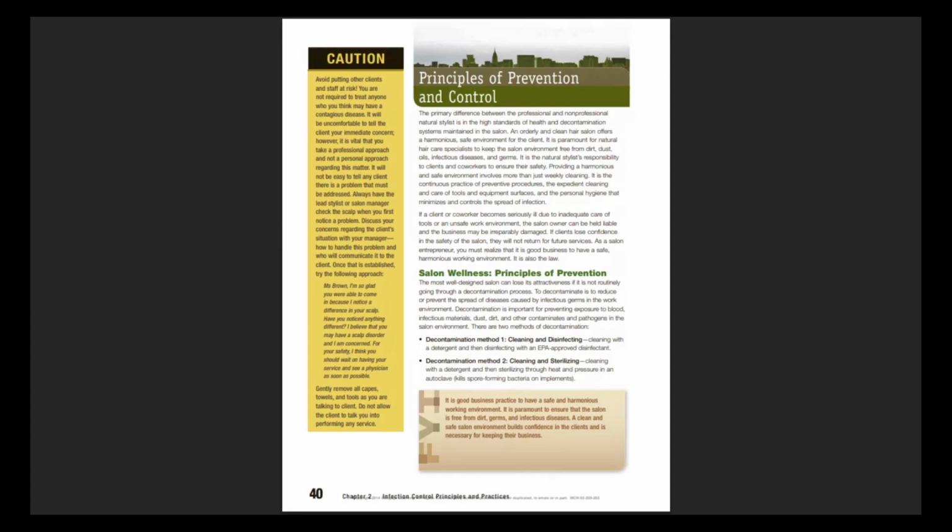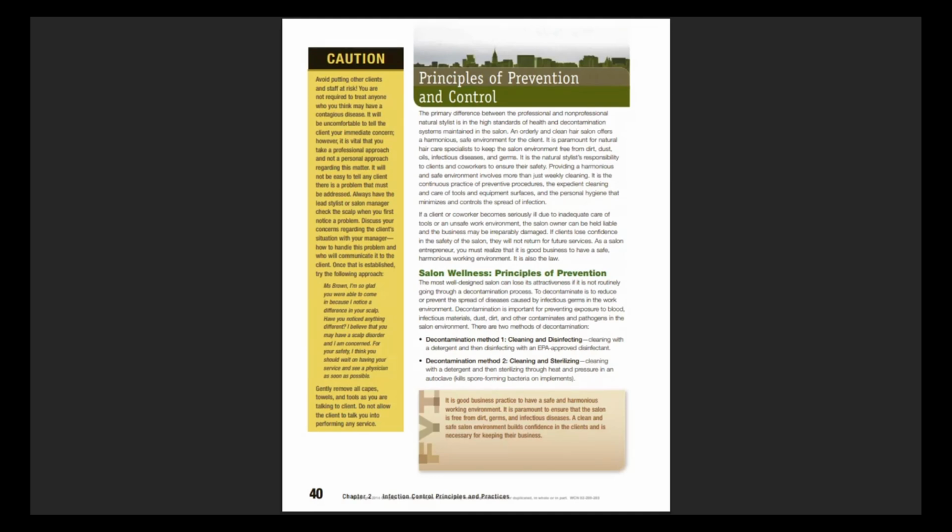If a client or coworker becomes seriously ill due to inadequate care of tools or an unsafe work environment, the salon owner can be held liable and the business may be irreparably damaged. If clients lose confidence in the safety of the salon, they will not return for future services. As a salon entrepreneur, you must realize that it is good business to have a safe, harmonious working environment. It is also the law.